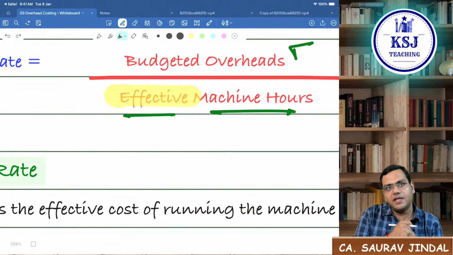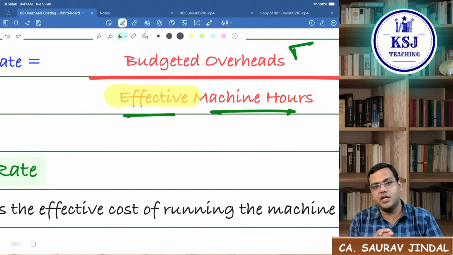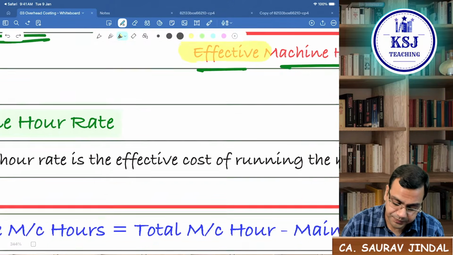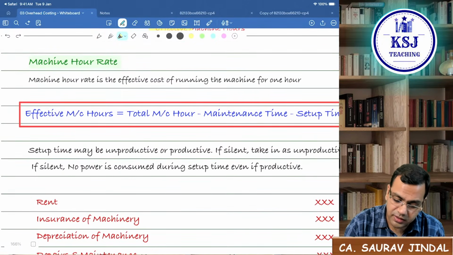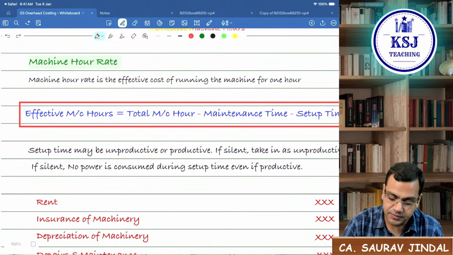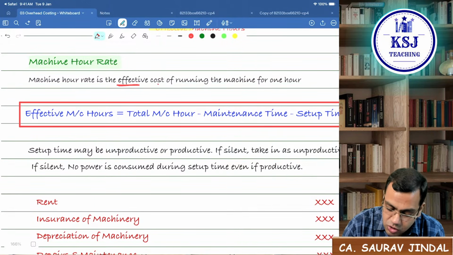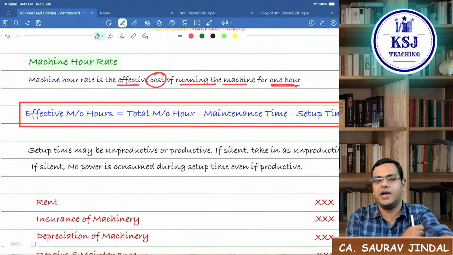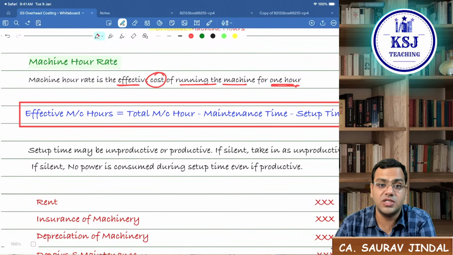Now, if you see, in the labor costing, we have calculated the effective labor hours. Effective machine hour means the number of hours for which the machine is actually involved in the production. Now, there is a machine in your factory. Do you think you can run the machine for 24 hours continuously? No. Just like human beings, the machine will also require a certain kind of rest, isn't it? So, machine hour rate is the effective cost of running the machine for 1 hour. Right? That for every 1 hour my machine is running, what is the cost that I have to bear?